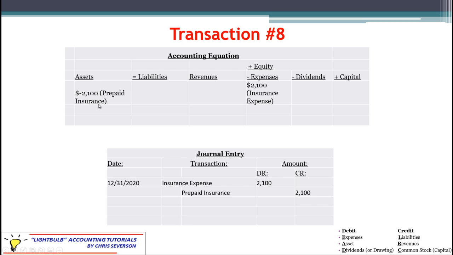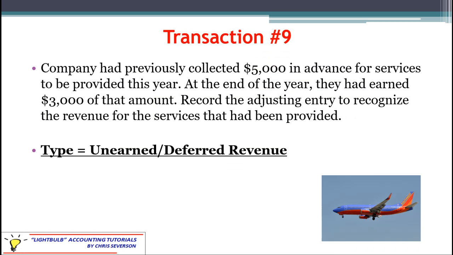We're decreasing prepaid insurance. We're decreasing that asset. We're increasing insurance expense. And just like before, it's going to be a debit to the expense to increase it, a credit to prepaid insurance to decrease that asset, and we're good to go. And finally, we're switching gears and talking about the unearned or deferred revenue. Now, in this case, it's still a prepayment of sorts, but it's a prepayment to us as a company.